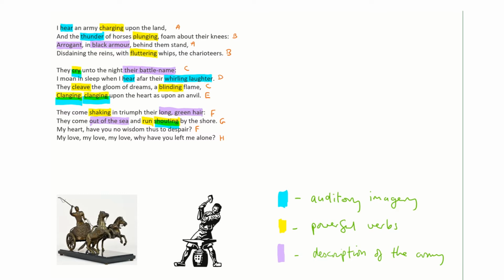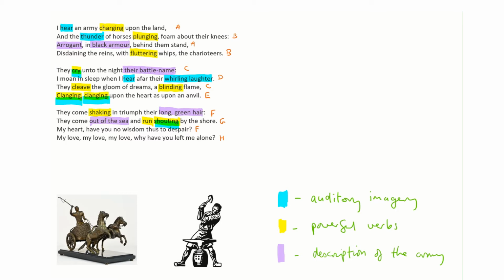The sense of the overwhelming noise made by this army is definitely conveyed as well in that second line with the metaphor of the thunder of horses. So we can imagine perhaps the hundreds or even thousands of hooves hitting the ground at the same time as these horses charge forwards, and the noise that would create, similar perhaps to thunder and a thunderstorm.